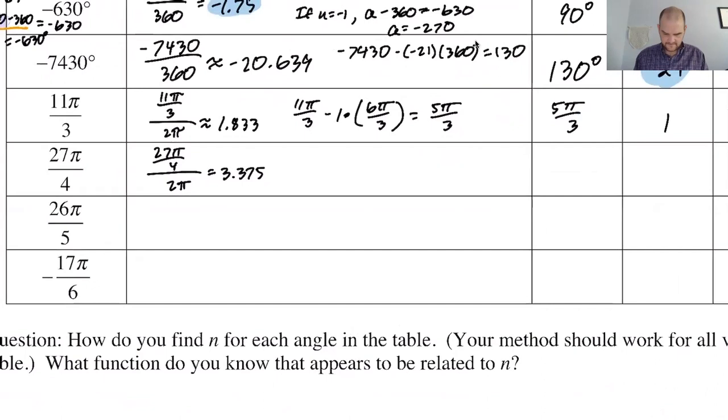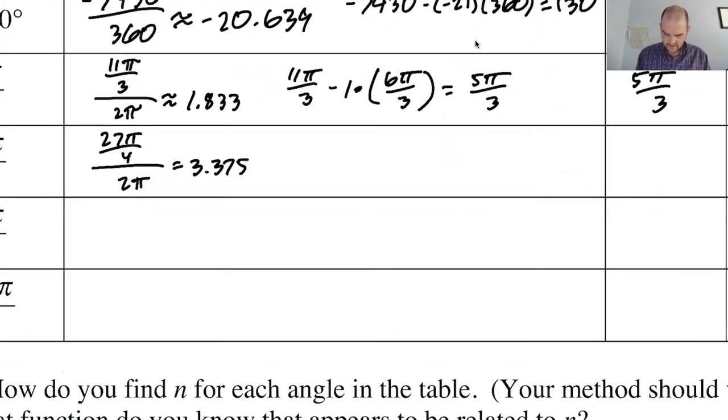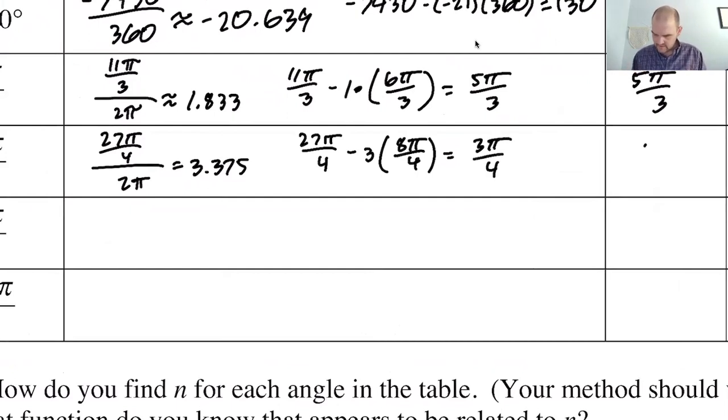So I want to do 27 pi over 4, and then subtract 3 times 2 pi. What's 2 pi when you're doing over 4? It's 8 pi over 4. So 27 minus 24 is 3 pi over 4. So that's A, 3 pi over 4.